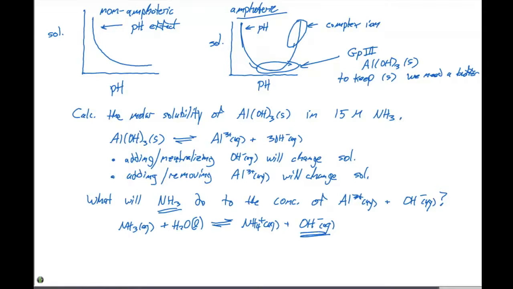There's going to be a Kb expression, so we're going to get a particular concentration of OH-. By adding 15 molar ammonia, that does not mean we have 15 molar hydroxide ions. Remember, there's a Kb associated with this equation, and we are going to get a small amount of the OH- ions. So this is why in some cases we have to add such a high concentration of ammonia to get the amount of hydroxide ions that we want. So when we add ammonia, we're not just having NH3 in that solution. We also have NH4+ and we have OH-.